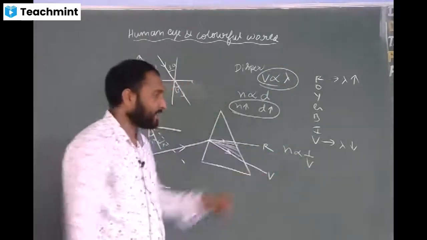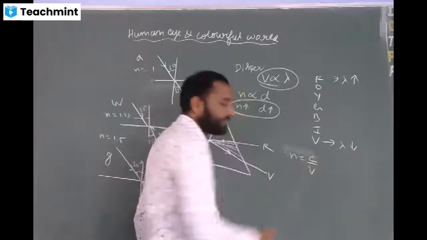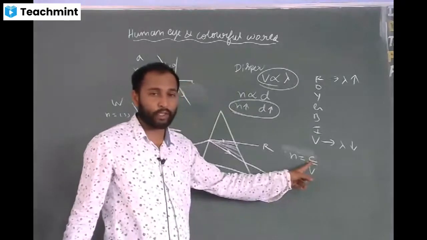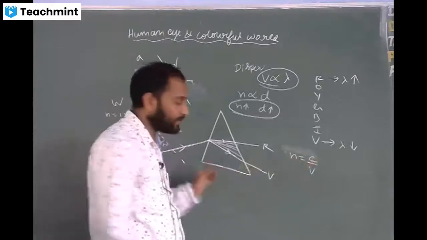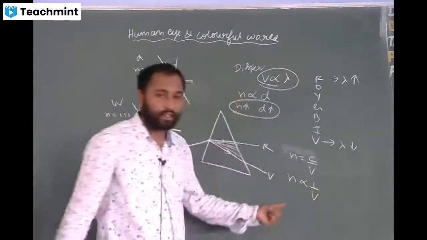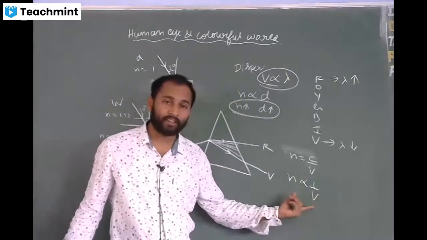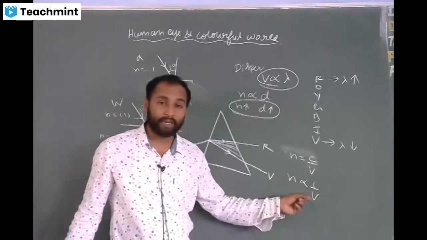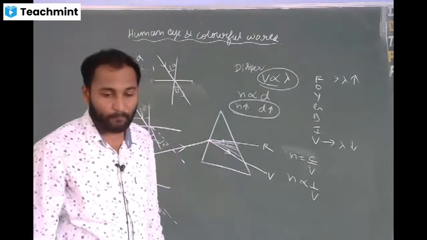That is refractive index. N is equal to c divided by v, you know. Refractive index is nothing but the ratio of speed of light in vacuum to the speed of light in any medium. If I consider c as a constant, then I can write n is inversely proportional to 1 by v. Refractive index is inversely proportional to speed of light. If refractive index is more, speed of light will be less. Understood?